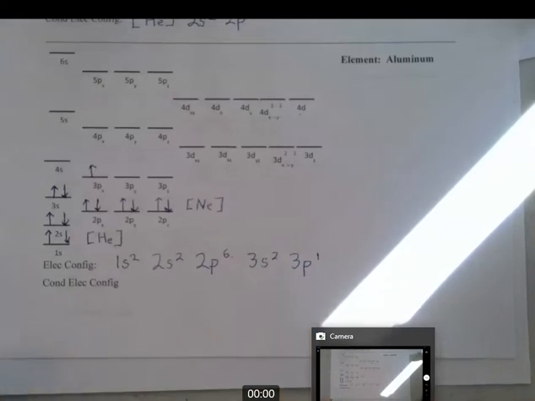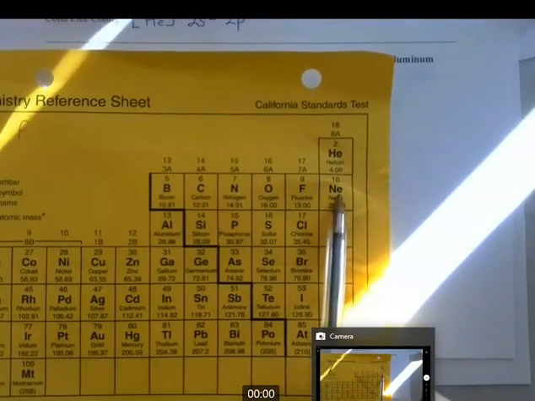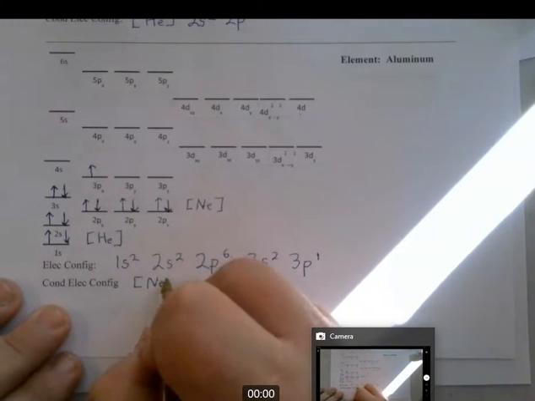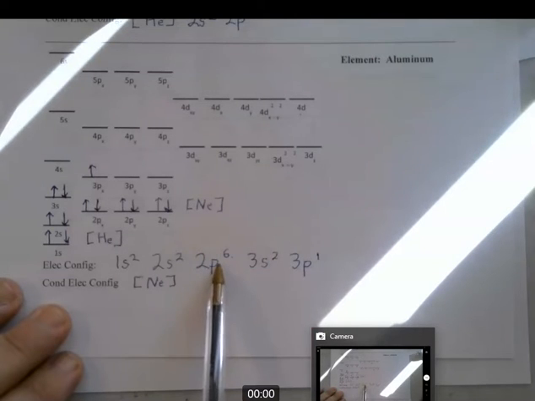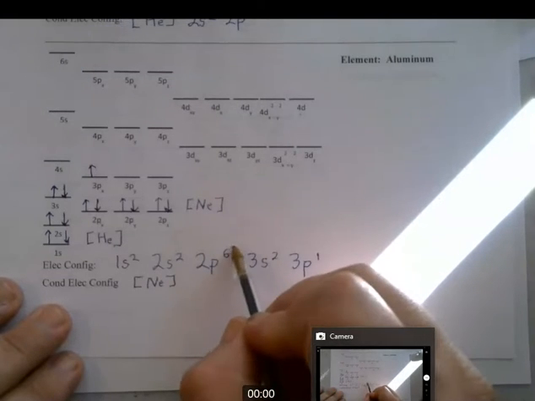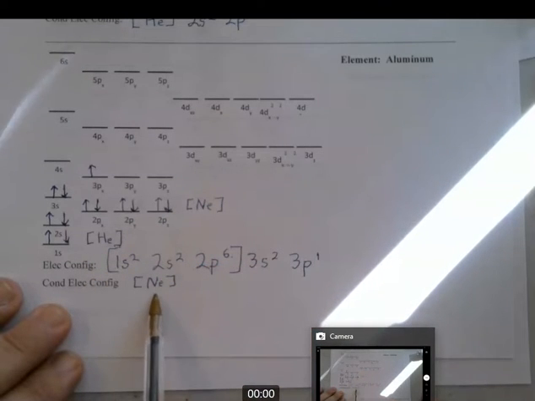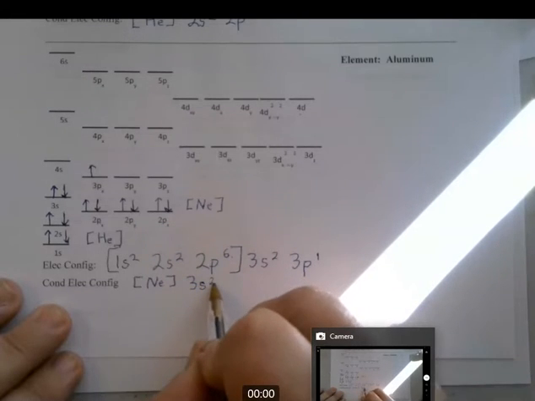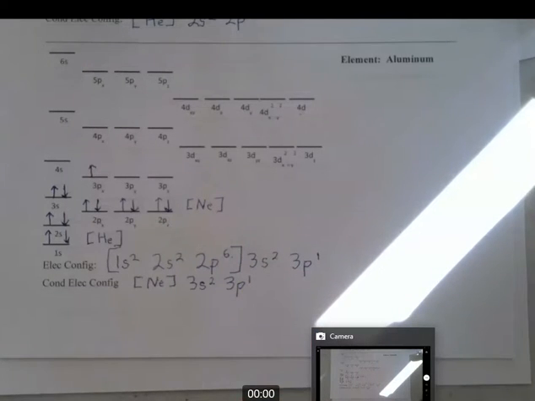You can see that's starting to get a little bit long when you write it out this way. In the condensed configuration, there's aluminum. So we go to the noble gas in the row that's before, that's neon. And so we just put Ne in a block. And then we continue on where we started. So where is neon? It's at the end of this full p subshell right here. So that's neon right there. So now we just write all of that as neon, and then we can just continue on with the rest of it. So it's 3s2 and 3p1. Okay? All right.